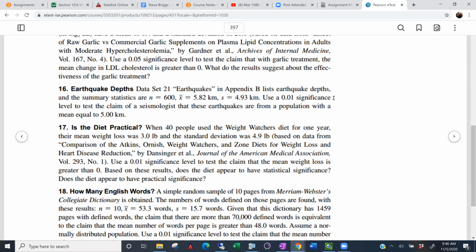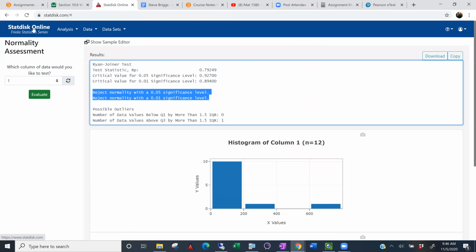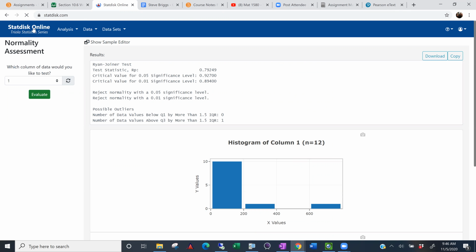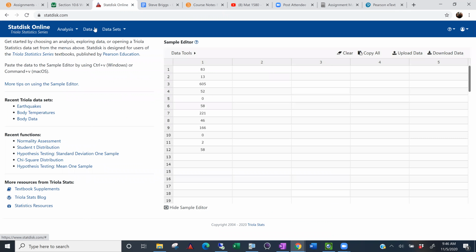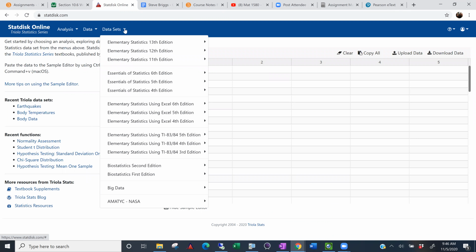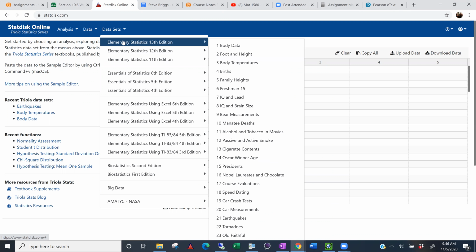Step three, this is where we get our data into StatDisk. So let's go to StatDisk. If you want, you can clear out the data that we have there. I don't think it'll matter, because I think it'll be overwritten. Let's find out. So in StatDisk, you're going to go to Data Sets, and then 13th edition, and then scroll all the way down to Data Set 21.